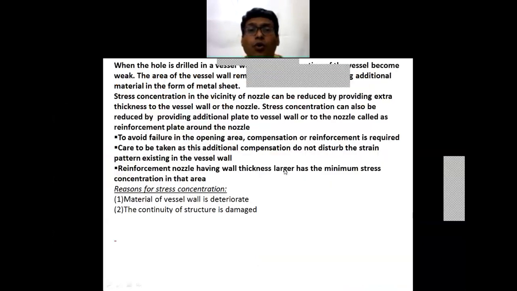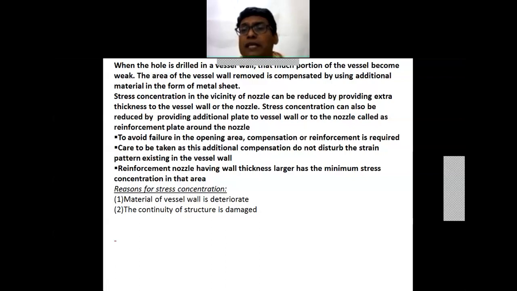When a hole is drilled in a vessel wall, a large portion of the vessel becomes weak. So the area of the vessel wall removed is compensated by using additional material in the form of a metal sheet. The stress concentration in the vicinity of the nozzle can be reduced by providing extra thickness to the vessel wall or the nozzle. So this stress concentration can also be reduced by providing an additional plate to the vessel wall or to the nozzle, and it is called the reinforcement plate around the nozzle.